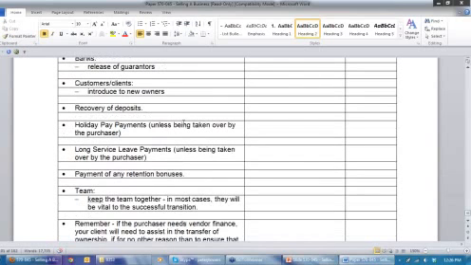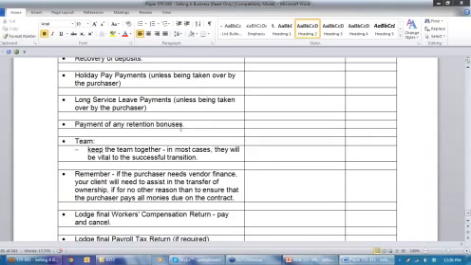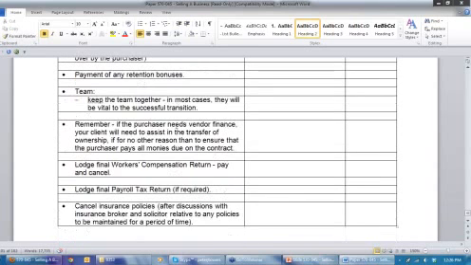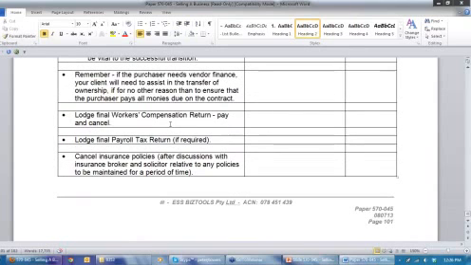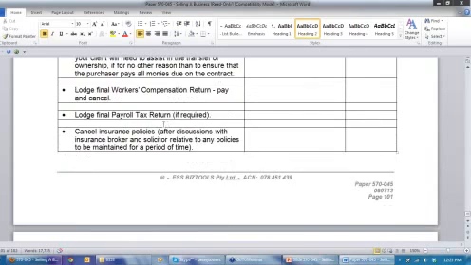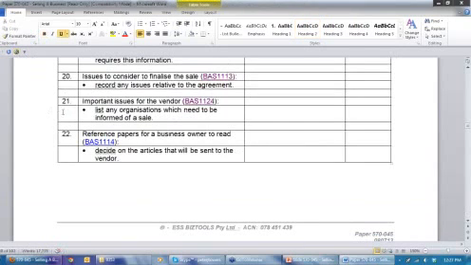Recovery of deposits made to various people. Decisions need to be made on things like holiday pay and long service leave payments. Have they been taken over by the purchaser? Obviously, the retention bonuses. And then some of the finalisation work that might need to be done: workers' compensation, payroll tax, insurance policies. But just make sure that there's been agreement with the legal advisors and the insurance broker as to the appropriate times to cancel various insurance policies. That can also cause some problems.